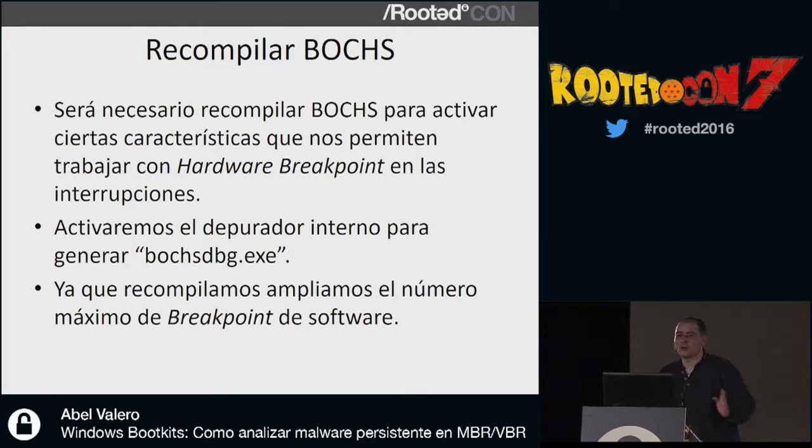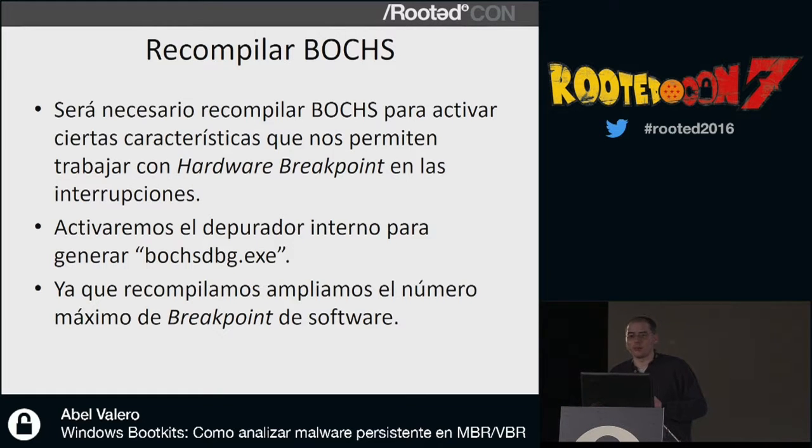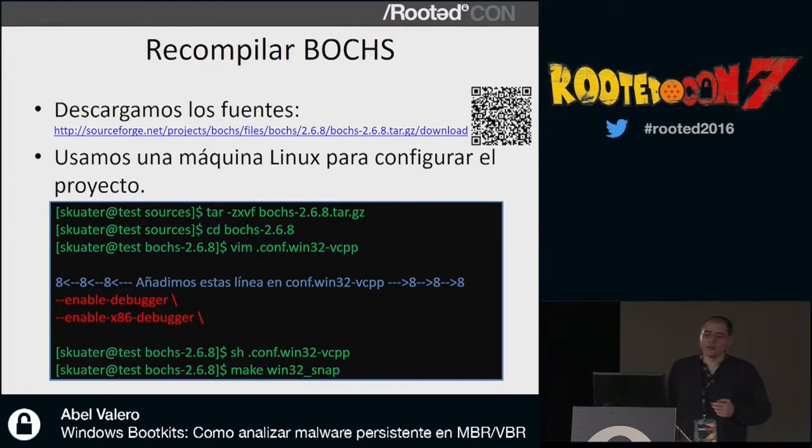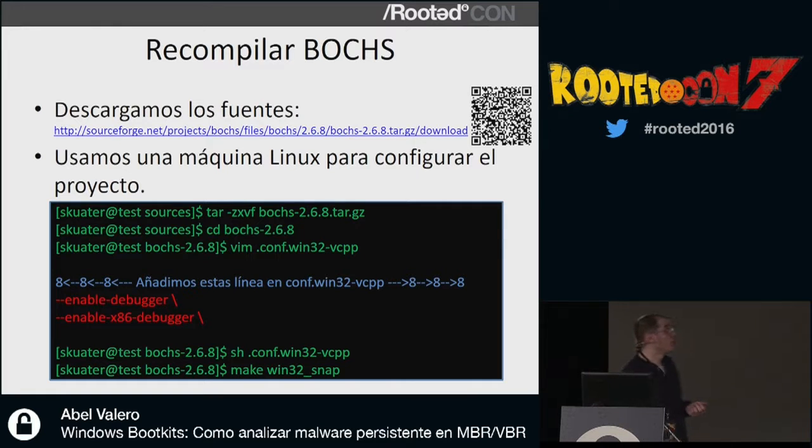Bochs doesn't compile it. If you want to activate it, you will need to recompile Bochs. In order to recompile Bochs, this is what we do. Not very complicated. We'll use a Linux box to do all the make files. It's just these lines of code. We do the tar, the cd, we edit this file, and whenever we see these lines, we add enable debugger and enable x86 debugger.